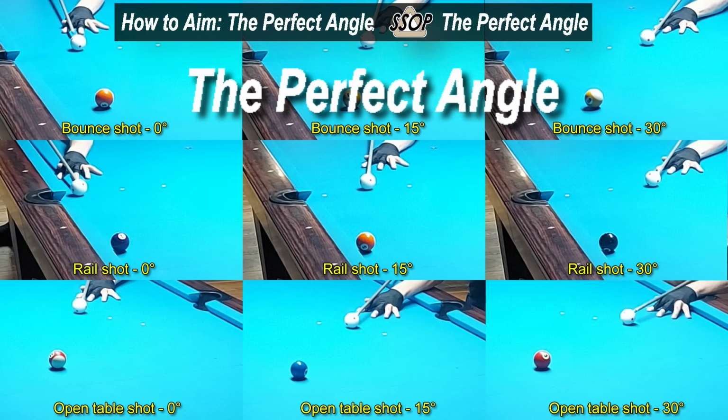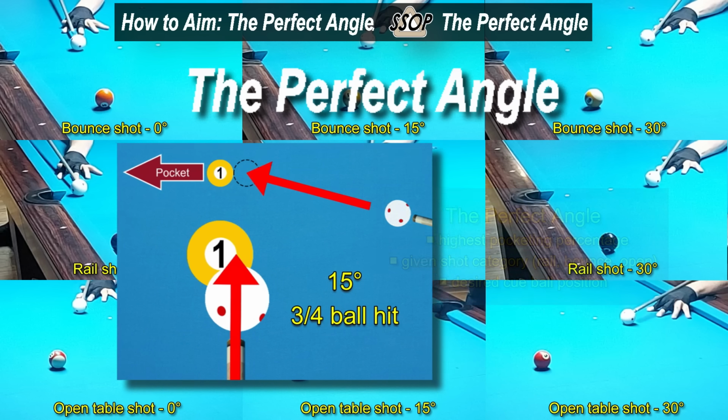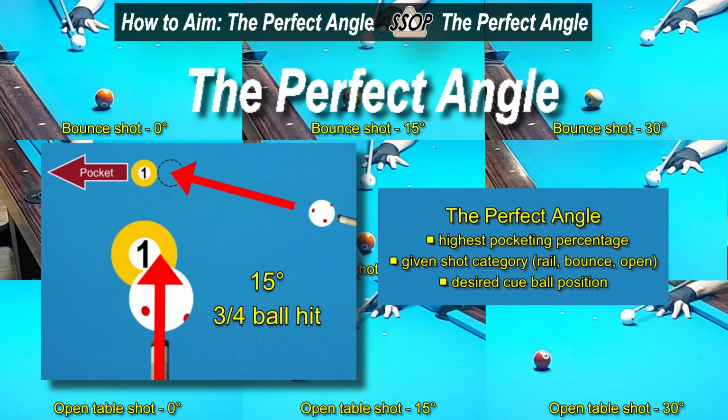Now there's no perfect number because sometimes you want to be straight in, sometimes you want to have more or less angle. But if I had to pick a number, I'd say the perfect angle is 15 degrees, the 3/4 ball hit. Your pocketing percentage will be higher than any other angle, including straight ins, and your options for holding or moving the cue ball are the greatest from any object ball position.